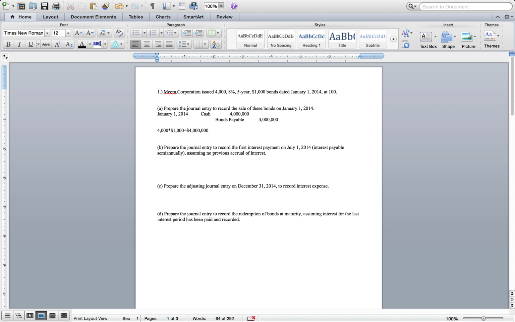Okay. That's the next one now. Next one here says prepare the journal entry to record the first interest payment on July 1st, 2014, assuming no previous accrual of interest. Interest payable semi-annual. Now, semi-annual means interest will be paid out twice a year. Okay. So let's start with the first part. Put July 1st, 2014.